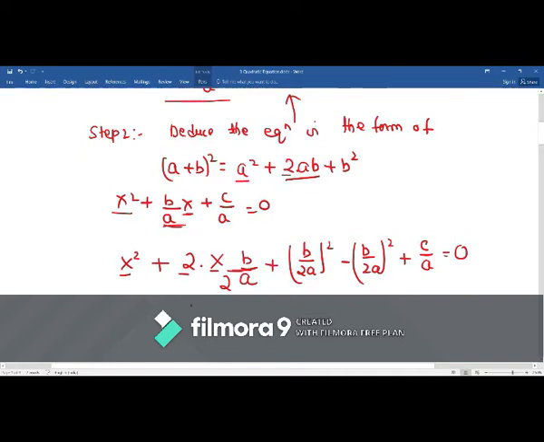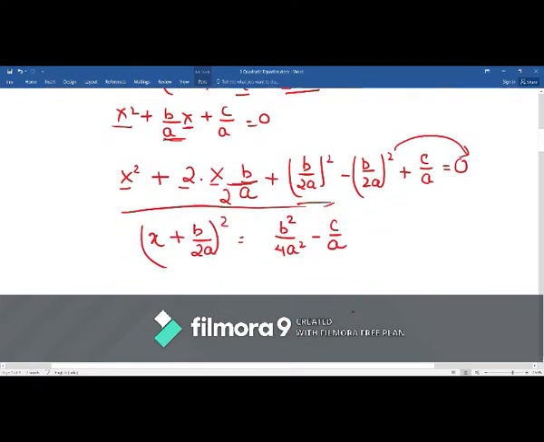So we can write this equation, hold this whole here up to here, we can write (x + b/2a) whole square. What's remaining here is minus (b/2a) whole square plus c/a. Just put this into here. So what we will get is b square by 4a square minus c by a.